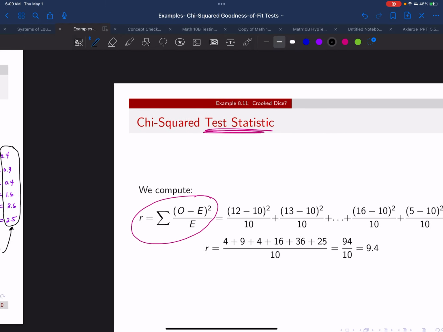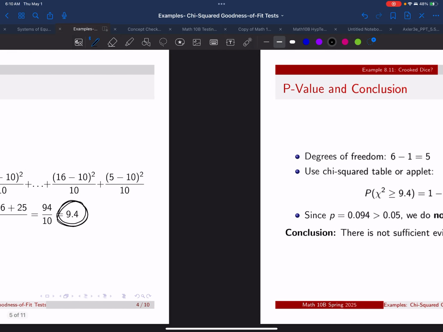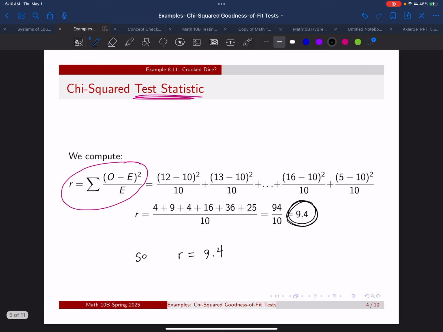And that's exactly what we have here. We'll end up with 9.4. So our test statistic is 9.4. How big is that? How do we know what that is? Well, let's take a look at our chi-square distribution.